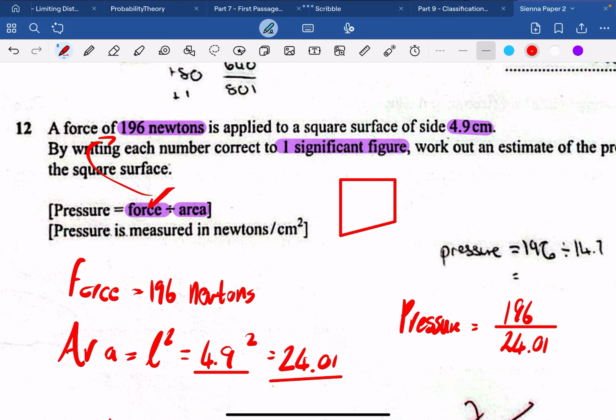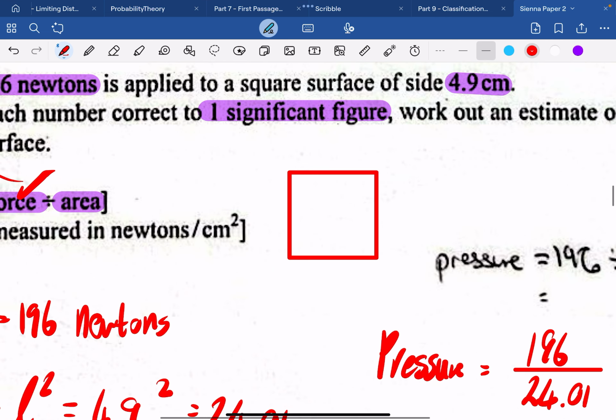It's a very badly drawn square, forgive me. It's actually a terrible square. Okay, there's a good square.